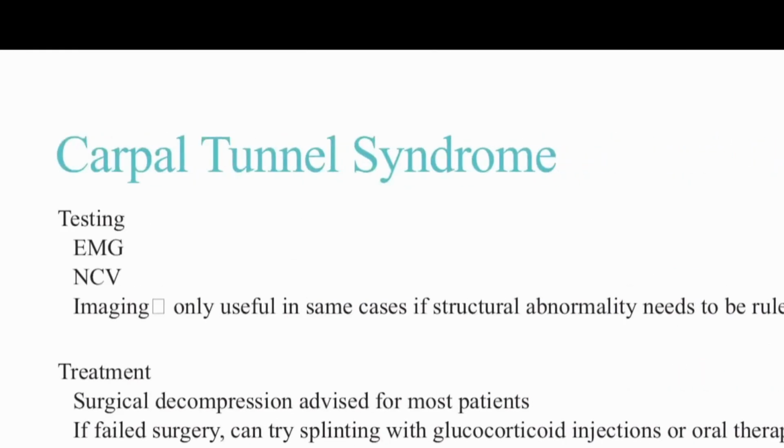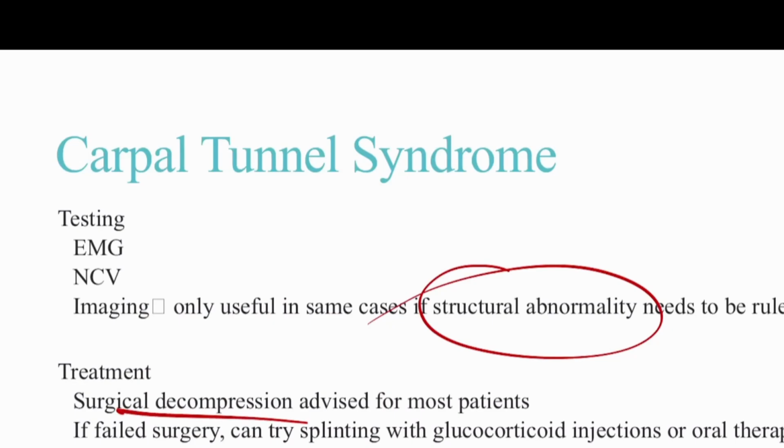Testing for carpal tunnel: EMG, nerve conduction study. You can get those going to see if there's any diminished nerve impulse going down to the wrist, and how the muscle is doing in the hands. Imaging is only useful if there are structural abnormalities that need to be ruled out. Treatment: surgical decompression of that nerve is the most common one. If that fails, you can try splinting and some glucocorticoid injections. Again, steroids are going to reduce the swelling, along with some oral therapy as well.